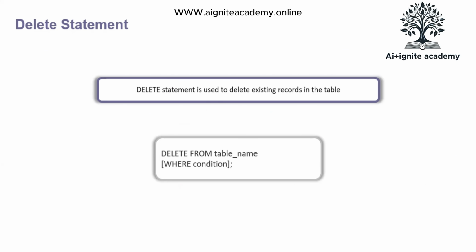So the delete query is basically used to delete or remove one or more existing records in the table. So let's have a look at the syntax. We'll start with the delete keyword and then put in the keyword from. Then we specify the name of a table. After that, we'll specify the where condition, but that's optional. Now let's delete some records from our employee table.